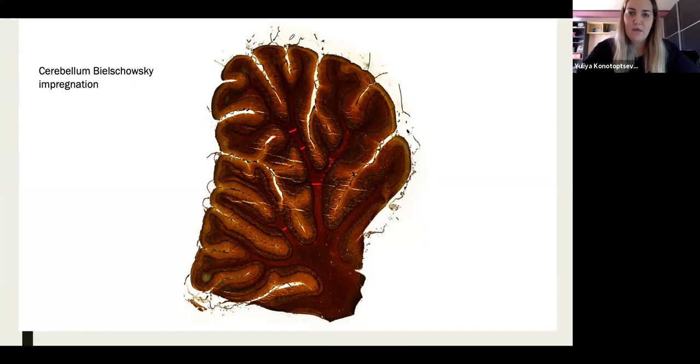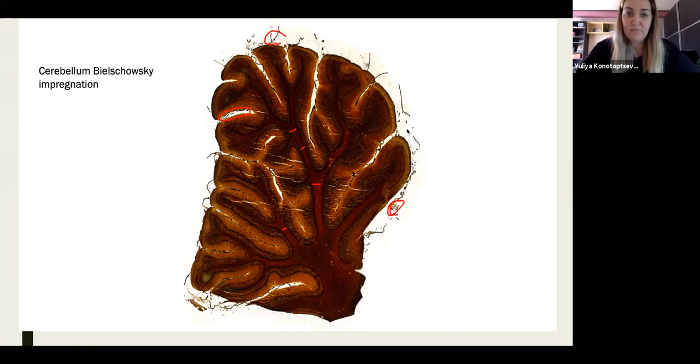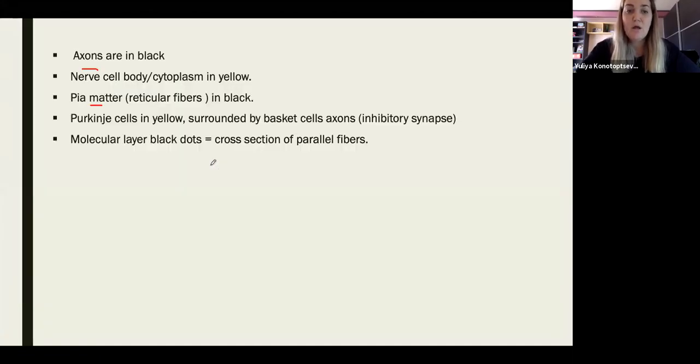On the surface, you can see that there are a bunch of meninges, so probably the majority of it is pia matter, and it is vascularized pia matter as we have discussed. This is Bielschowsky, so it is silver. Silver will show you axons in black, cytoplasm in yellow. Pia matter will be visible very nicely, and the black color is evident here because pia matter possesses reticular fibers. The molecular layer will possess black dots. These black dots will be the cross sections of the parallel fibers.